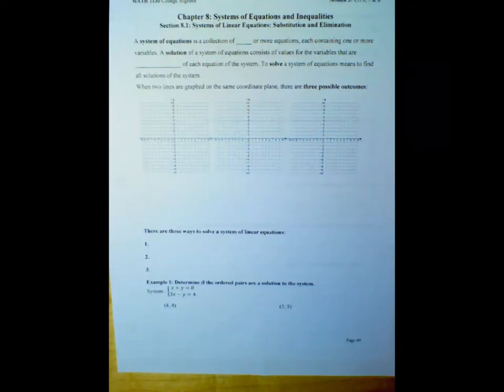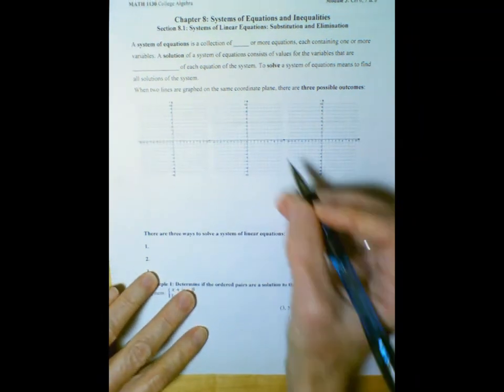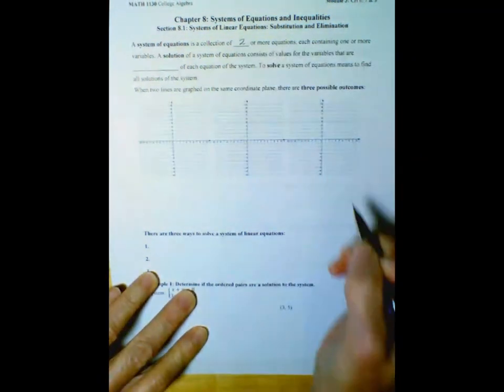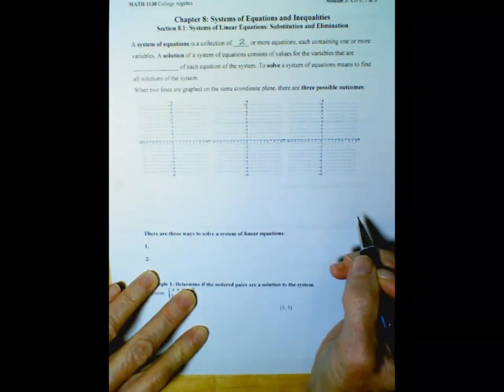Chapter 8 covers systems of equations and inequalities. We will only be looking at section 8.1 on systems of linear equations and using the techniques of substitution and elimination. A system of equations is a collection of two or more equations, each containing one or more variables.